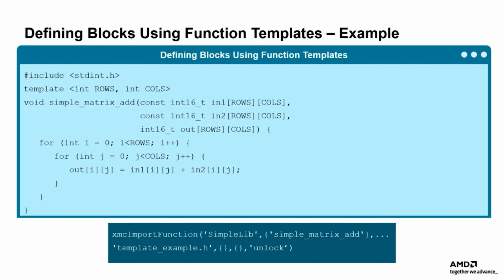The example uses the template parameters rows and columns. The actual dimensions of the input and output arrays, in1[rows][columns] for instance, are determined at simulation time by the dimensions of the input signals to the block. Rows and cols are template parameters used to define the dimensions of the function arguments and are used in the body of the for (i < rows) loop of the function. The command shown here imports the function into Vitis Model Composer.